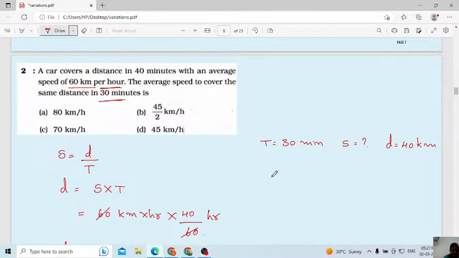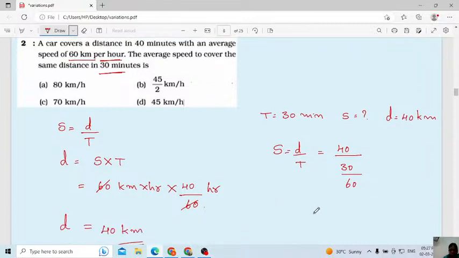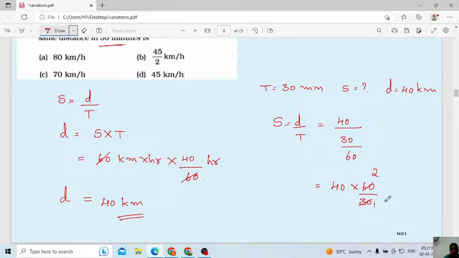Then here you know the formula, speed is distance divided by time. The distance is 40. Here also the time is in minutes, so better convert in terms of hour. 30 divided by 60. Take the reciprocal of this: 40 into 60 by 30. Then here you will get the speed, how much? 80 kilometer per hour. Yes, first one is the correct answer.